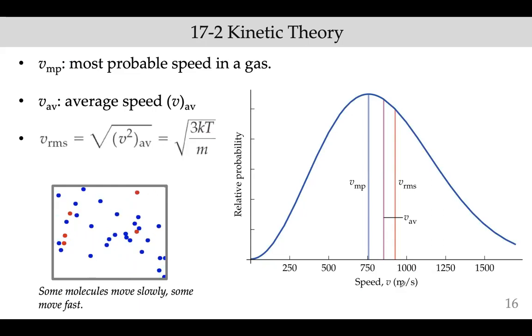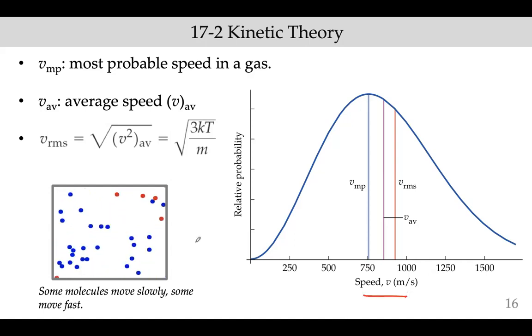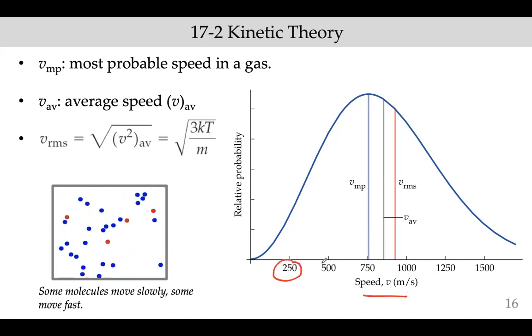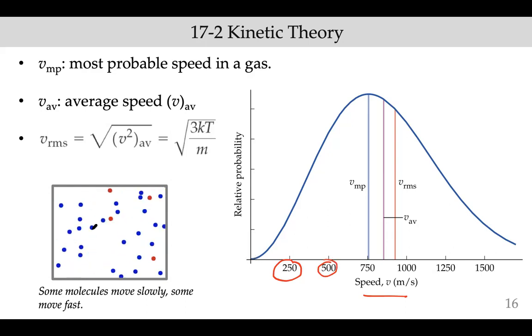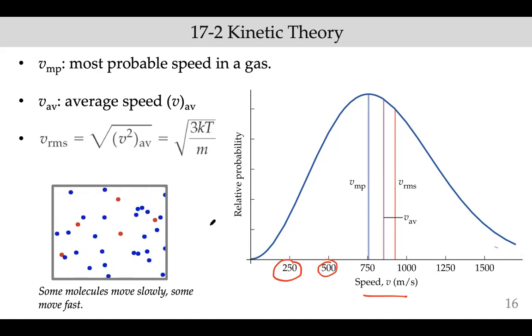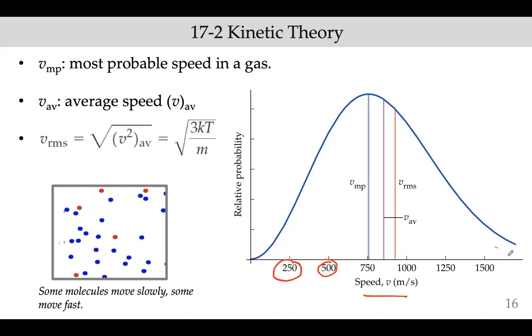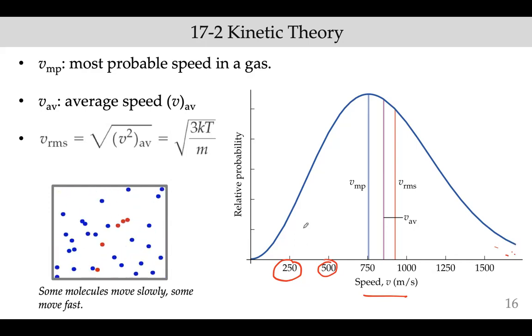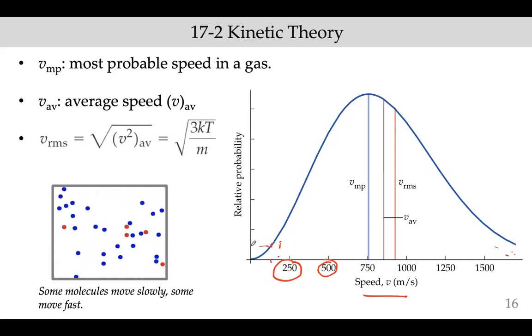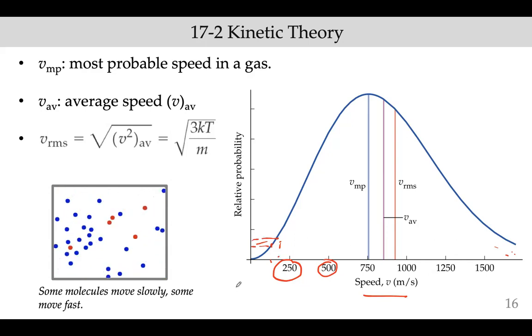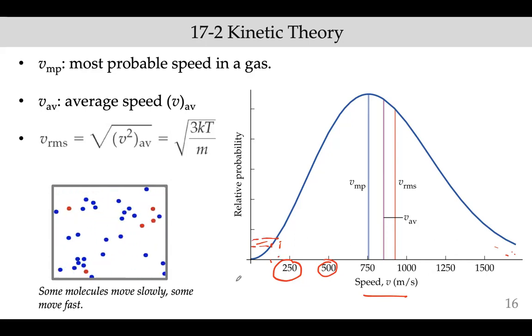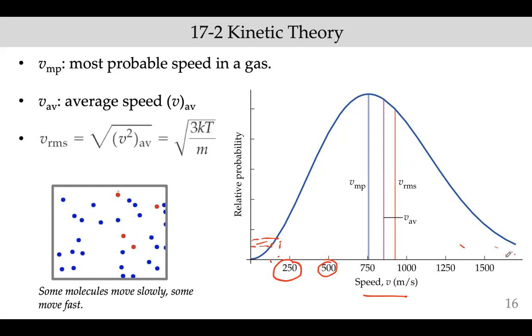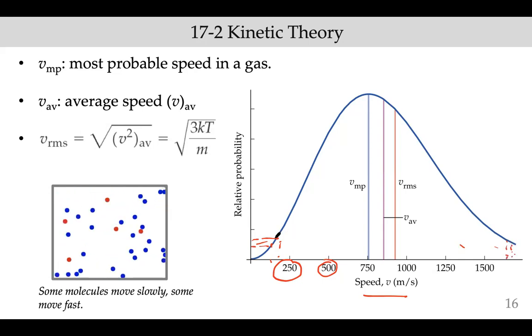Okay, let's talk about these averages again. So this is the distribution of speed. In this gas, there are some particles with speed 250, some 500, some even 0 maybe. Some are really fast, so those particles are here. But if you look at the distribution, very low speed particles have a low number, or a low probability. Also, the very high speed particles are very few.